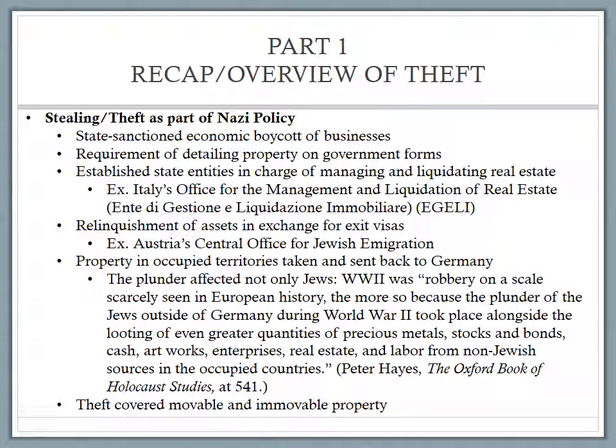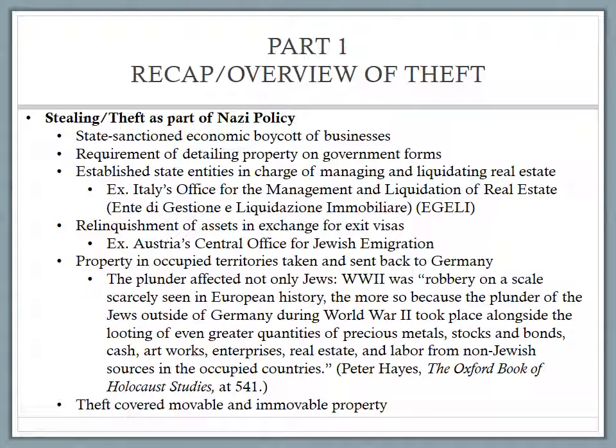Another example of theft as part of Nazi policy was that property in occupied territories was taken and sent back to Germany. And contrary to general understanding, it wasn't just the property of Jews that was looted. Peter Hayes, in his book, The Oxford Book of Holocaust Studies, describes this phenomenon in the following way.